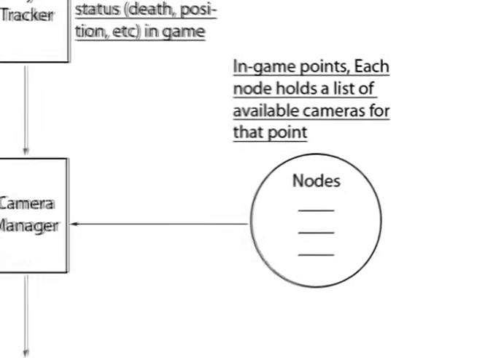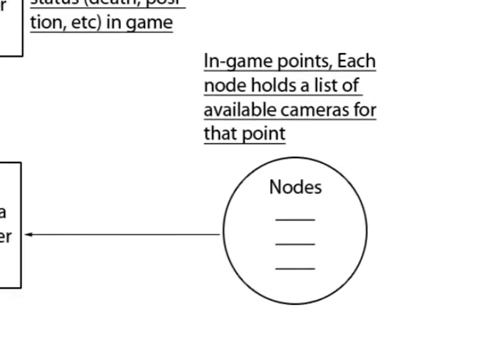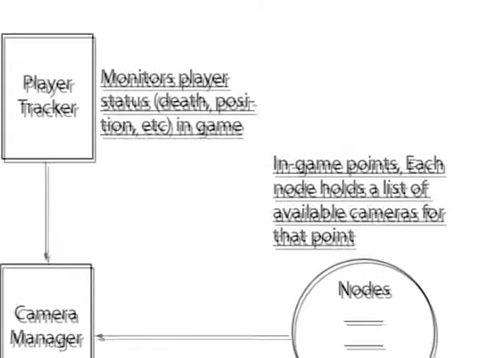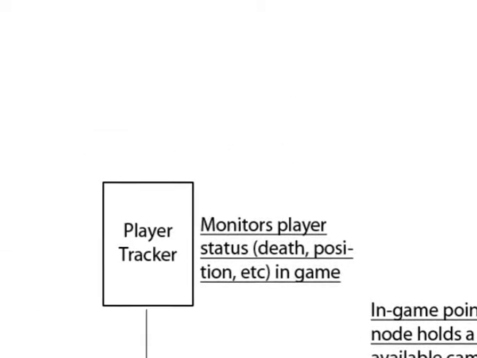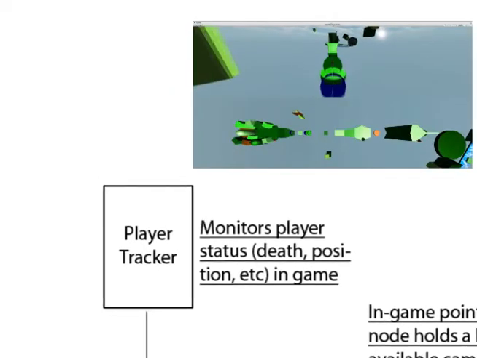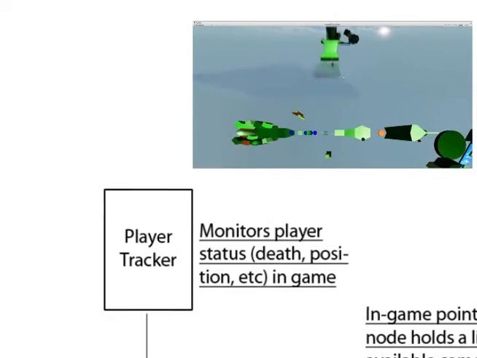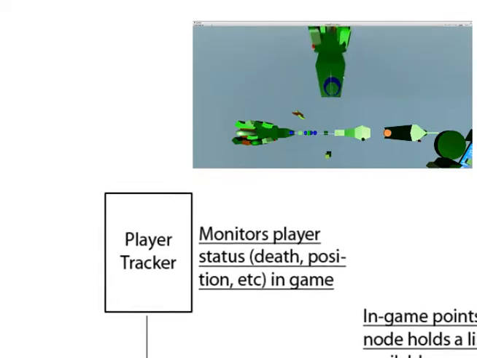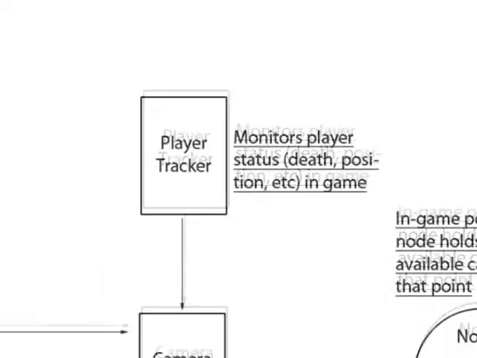First, a group of nodes are placed in the world that hold information about what camera perspectives are available in their area. A tracking system monitors the player's position in the world and their current success in each area of the game. Player failure is recorded and reported to the camera manager.